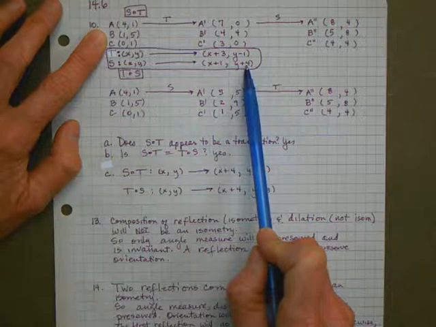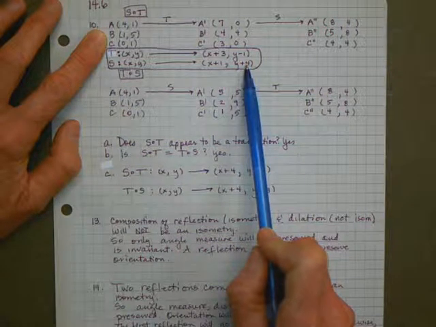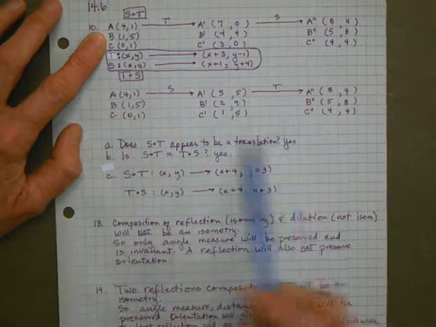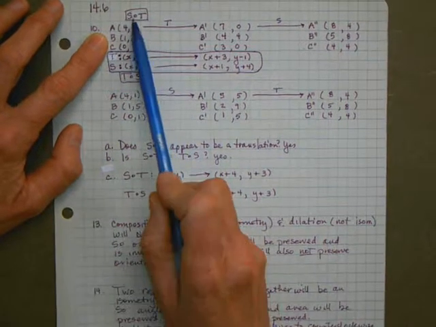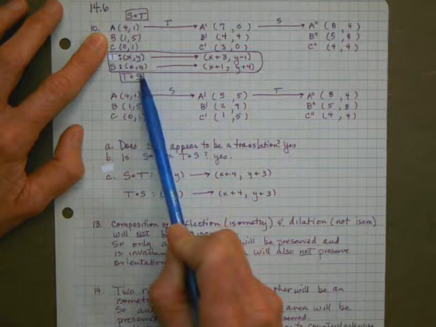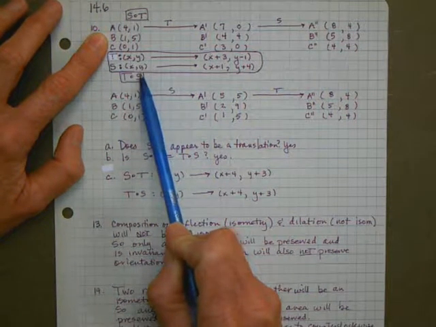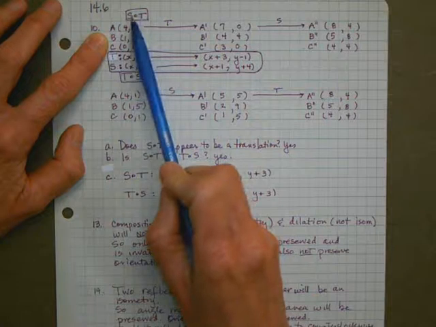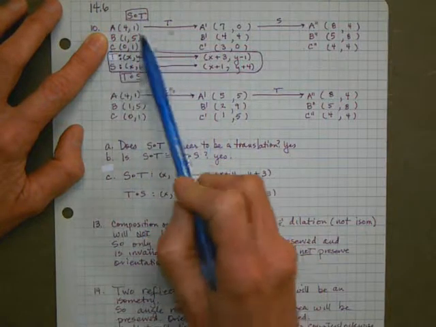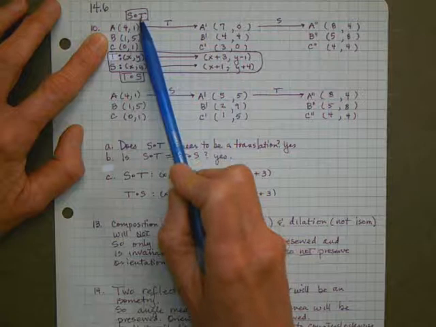And then I have to figure out the image of each one of these points under a composition of mappings. So I have to figure out the image under S composed with T and T composed with S. So that's my job right now. I'm going to start with figuring out the image of these pre-image points, A, B, and C. All right, so what happens here with S composed with T?